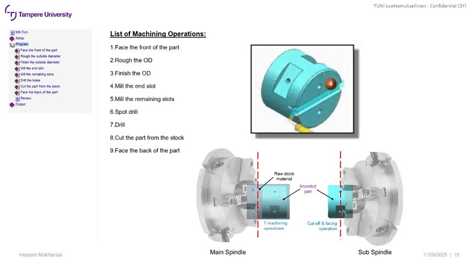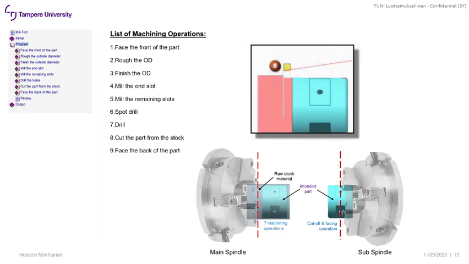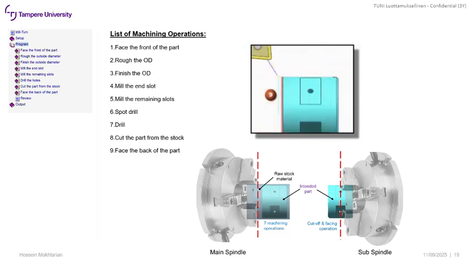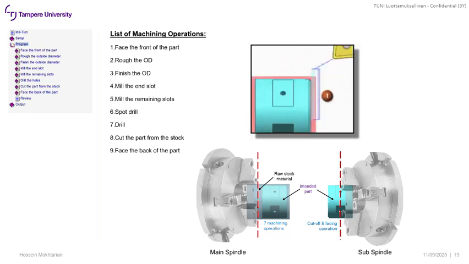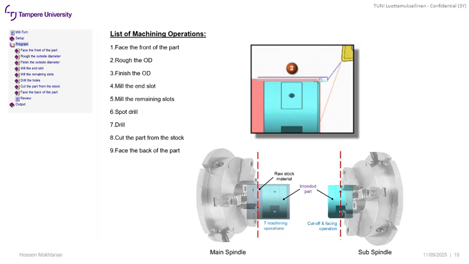And after that, we're gonna machine the slot in the face of the part and then 3 slots on the side of the operational part, and then we're gonna have drilling on the face of the part and then the side slots, and after that cutting the part, followed by finalizing the face of the back of the part in the second spindle.